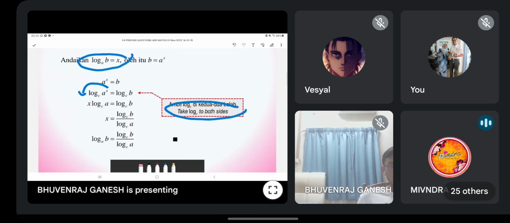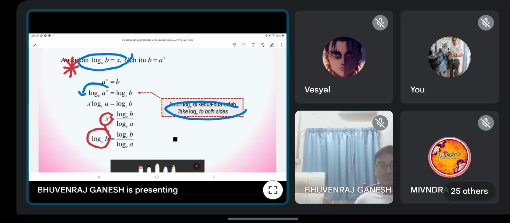Lepas tu sekarang kita nak x sahaja sebab x tu kita tadi dah samakan dengan log a asas b lah. A tu asas kan, log a b. Macam Bro Buinda ni highlight. So kita jadikan x tu subject matter and then log c b over log c a sama dengan x. So x tu ganti dengan log a b. Dah proven. Okay guys, clear?